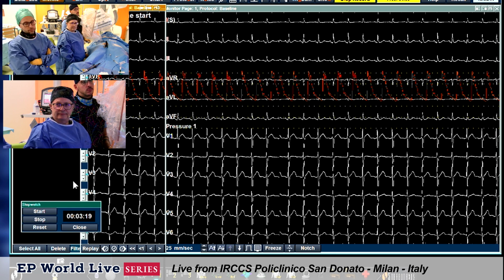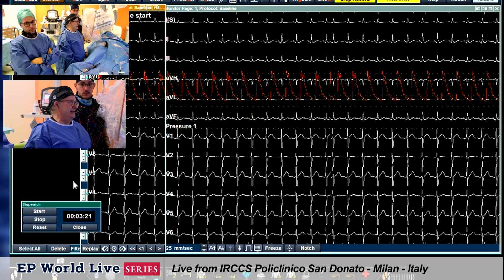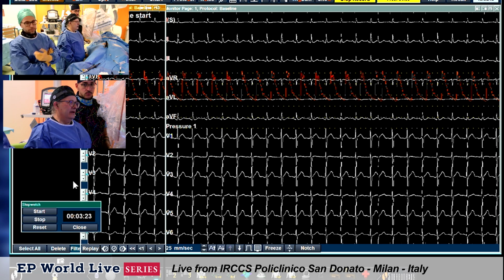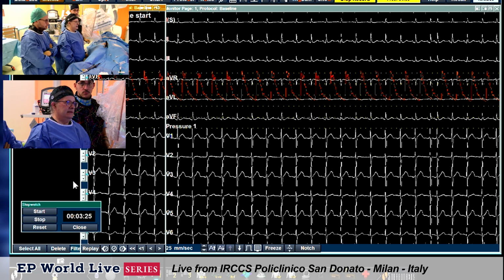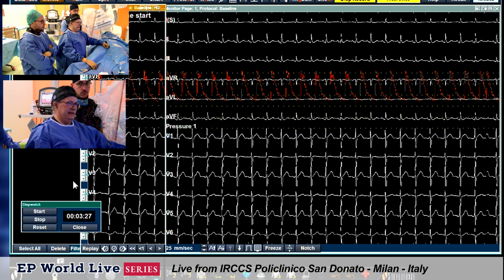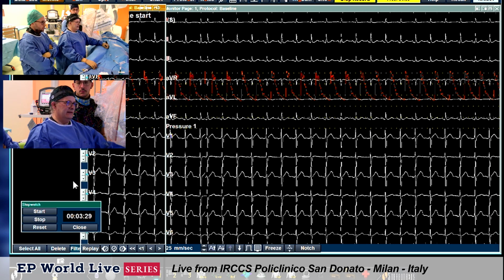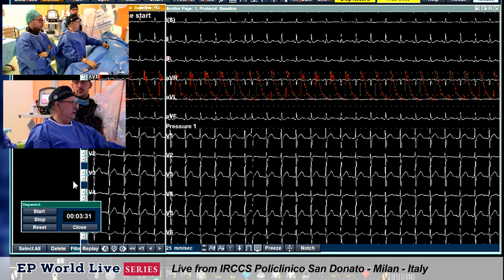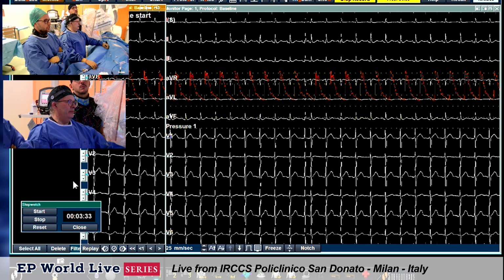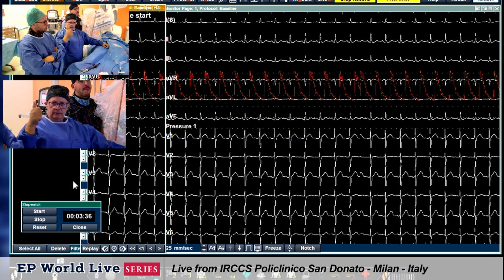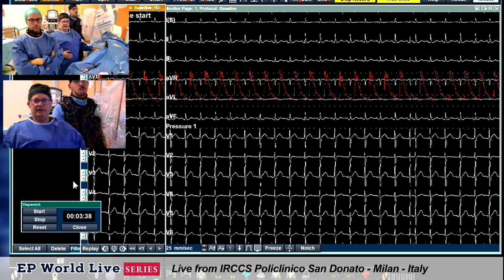45 milligrams. Yeah. I think it's enough. No prolongation, no abnormalities. The catheter is still there in the outflow tract. No late activity. So again, no sign of Brugada syndrome. I think we can be very satisfied.